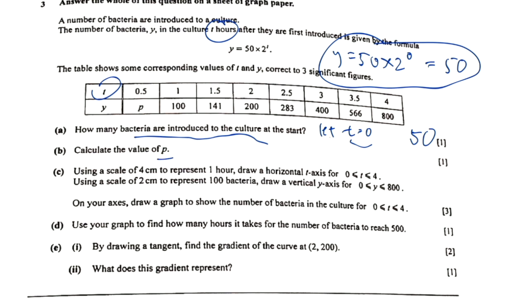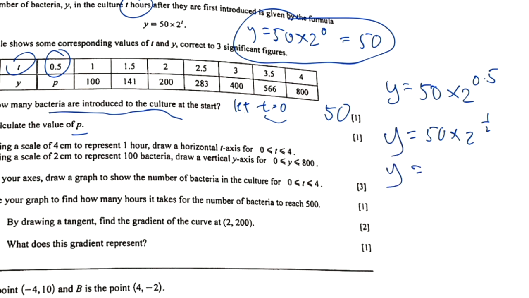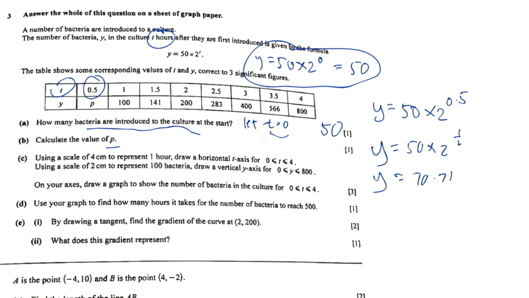Okay, so find the value of p. To find the value of p, we let t equal 0.5. Because t is 0.5, just use the calculator. What do you get? 50 times 2 to the power half. 70.7. Easy? Give away mark.